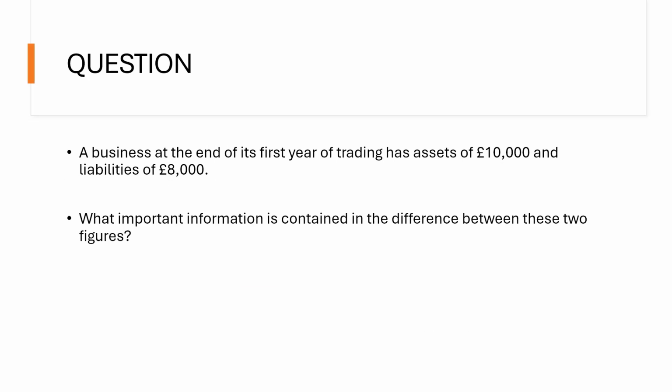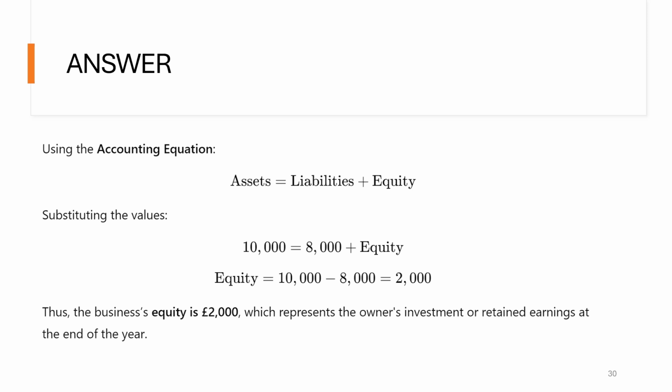A further example: a business at the end of its first year of trading has assets of £10,000 and liabilities of £8,000. What important information is contained in the difference between these two figures? Again, a financial equation question, but it's being addressed in a different way. The answer is, using the accounting equation, we get £10,000 equals 8,000 plus equity. Therefore, equity is £2,000, which represents the owner's investment or retained earnings at the end of the year.